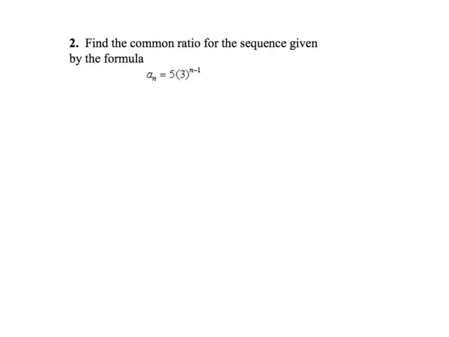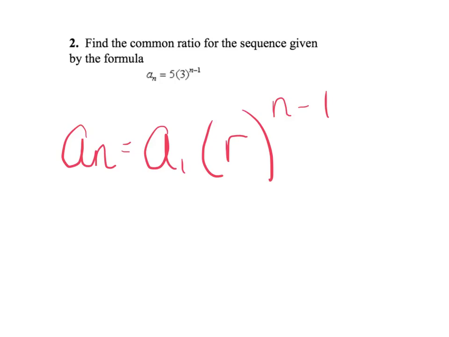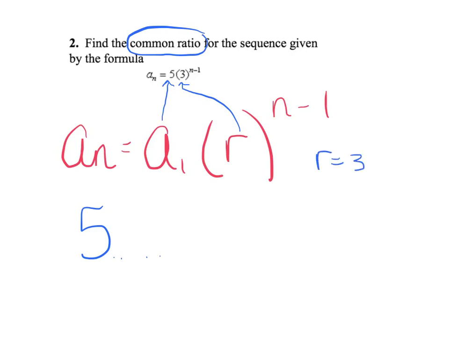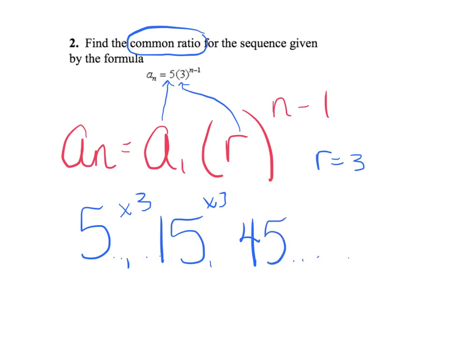Number 2, find the common ratio for the sequence just by looking at the formula. So I just want to recall. If I just match them up, the a sub 1 is 5, so that should be the first term in the sequence. And the ratio is 3. That means I'm multiplying by 3. So it said, what is the common ratio? 3 is my answer. And if I had to list the sequence, I could really just sit here and multiply by 3. So my next term would be 15. If I multiply by 3, 45, etc.